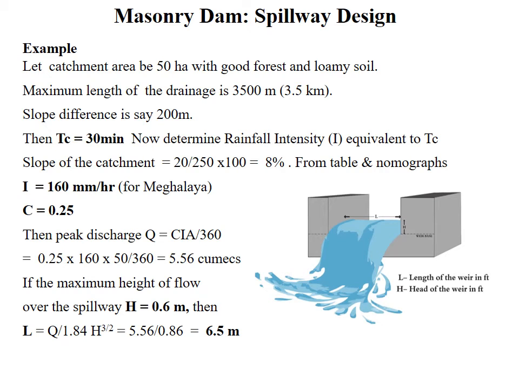The design of the spillway of a masonry dam can be better understood with an example. For a 50-hectare catchment area with good forest cover and loamy soil having longest drain length of 3.5 km, the peak discharge works out to be 5.56 cumecs. For a maximum head of 0.6 meter on the spillway, the length of the spillway works out to be 6.5 meters as shown in the slide.